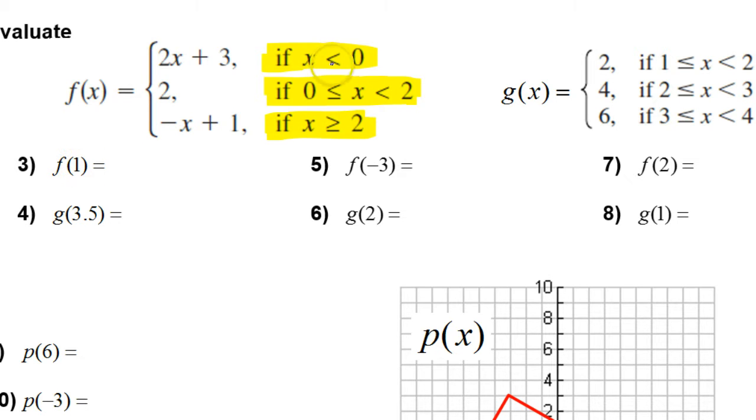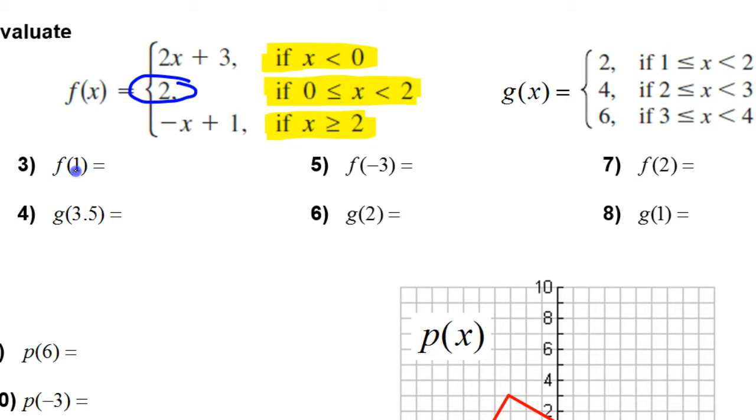This is the part that tells you which one of these three pieces we're going to use. So if the x value is less than 0, then we'll use the top piece. If the x value is between 0 and 2, we'll use the middle piece. If the x value is bigger than 2, then we'll use the bottom piece. So this x value is 1. Which one of these three pieces are we going to use? Yeah, that's right. We're going to use the middle part, because 1 is between 0 and 2.